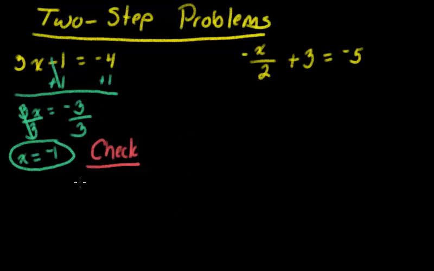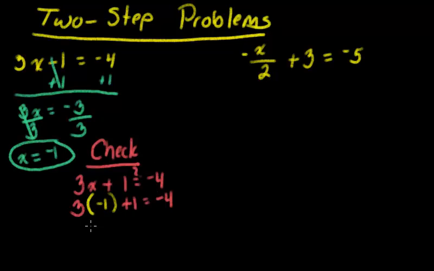So now we're going to check. So let's write out the problem. 3x plus 1 equals negative 4. Now where we have x, we're going to substitute in for negative 1. You can also write a question mark right there.